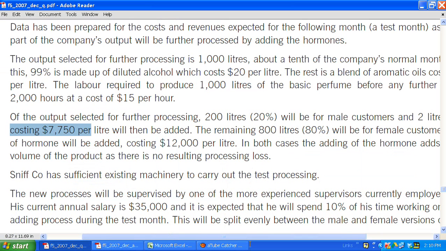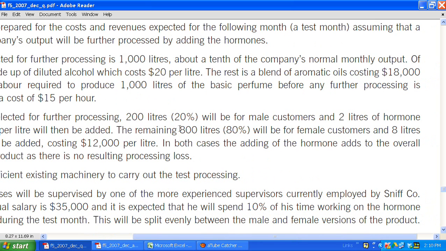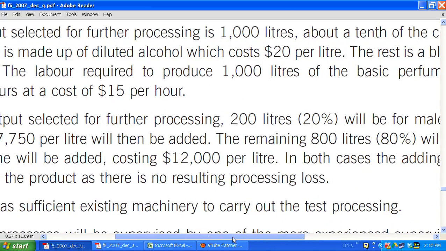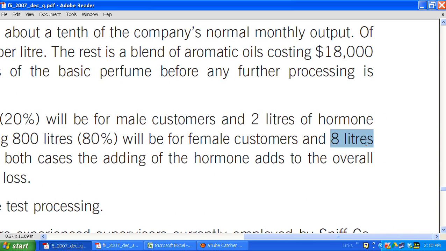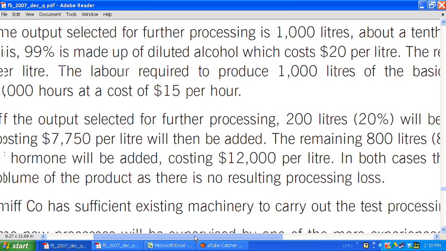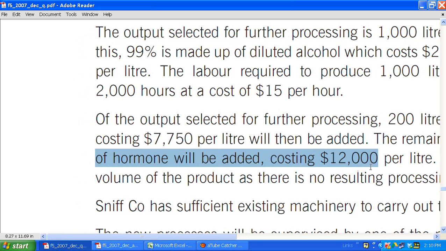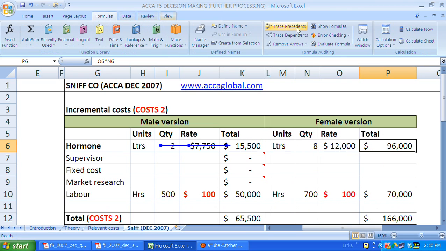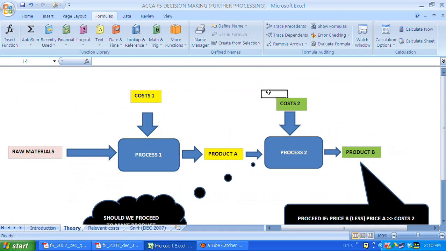the remaining 800 liters will be for female customers. And 8 liters of hormone will be added, costing 12,000. So 8 liters costing 12,000 will give us 96,000. Hope this is very clear. Remember, we're trying to evaluate the additional costs. You can see these are the additional costs.